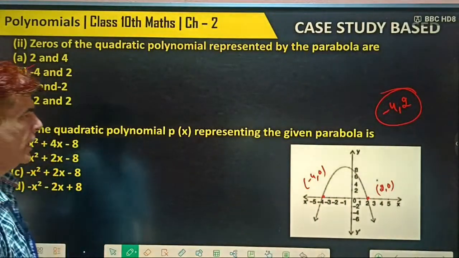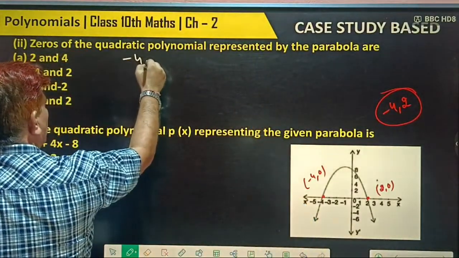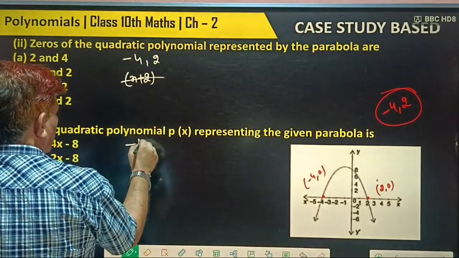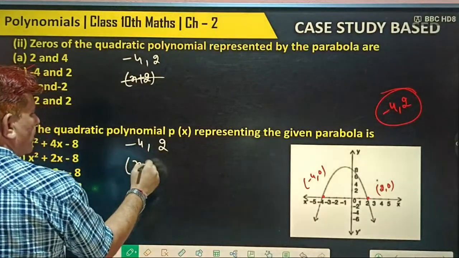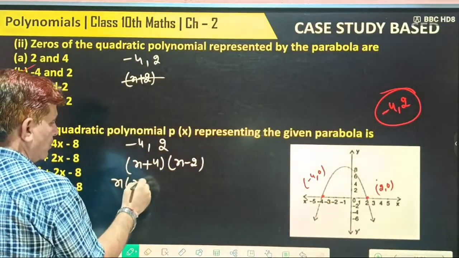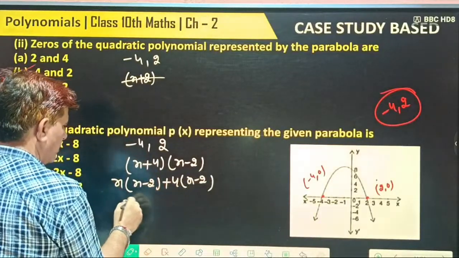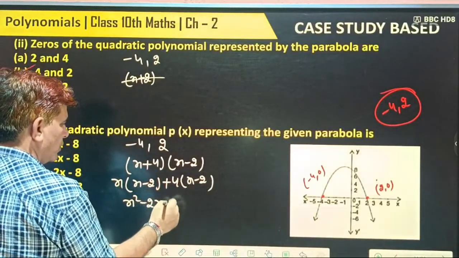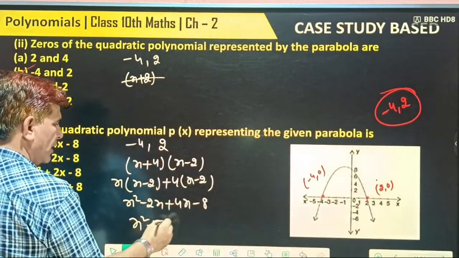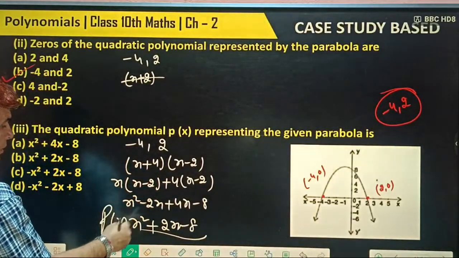The quadratic polynomial p(x) representing the given parabola is what? -4 and 2 are its zeros. So it becomes (x + 4) and (x - 2). So p(x) equals (x + 4)(x - 2), which becomes x square - 2x + 4x - 8. So it becomes x square + 2x - 8. This is the polynomial p(x).